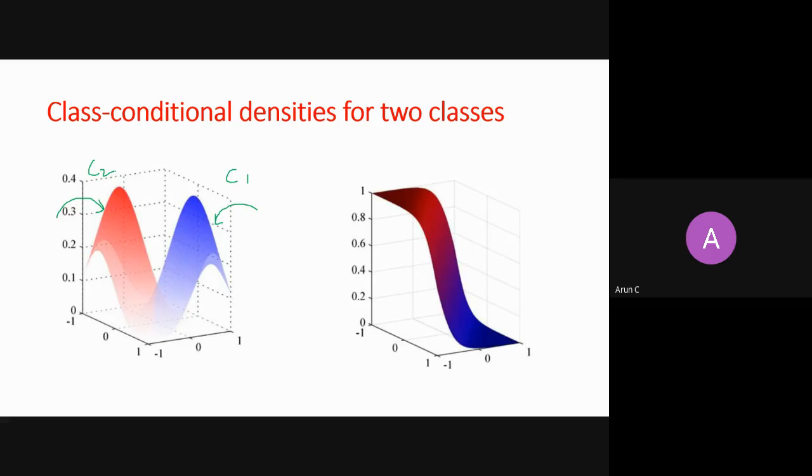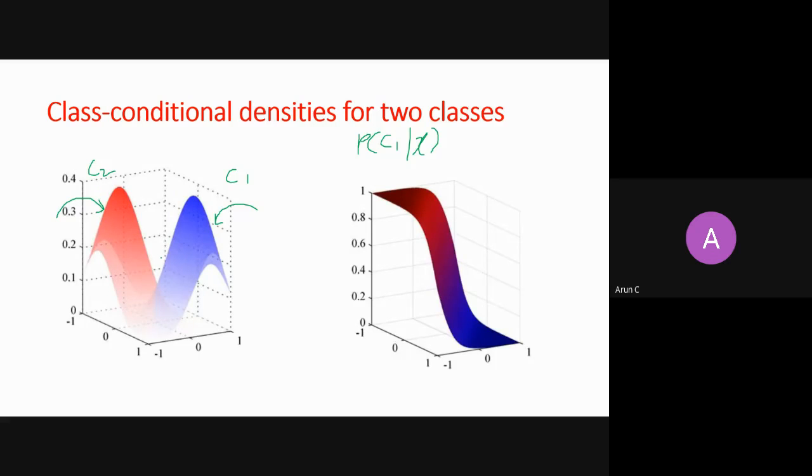And once you rewrite it into a posterior probability, right? So this is a posterior probability of seeing C1 for a given X, right? And assume that your prior probabilities are the same, P(C1) equals P(C2). Then you will see this kind of output.